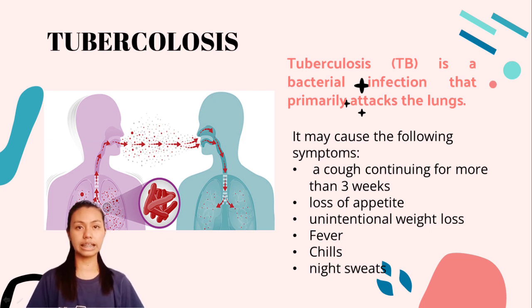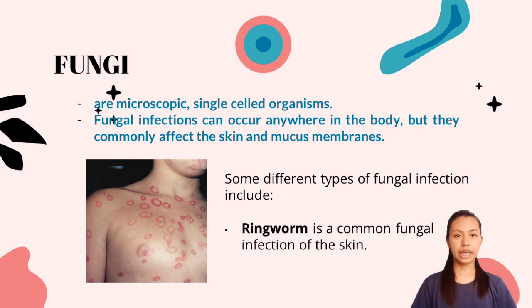A person can catch TB by inhaling tiny droplets or aerosols from the cough or sneeze of a person who has the infection. However, the American Lung Association states that while TB is contagious, it does not easily spread from person to person. Fungi. Fungi are a type of organism that includes yeast, molds, and mushrooms.